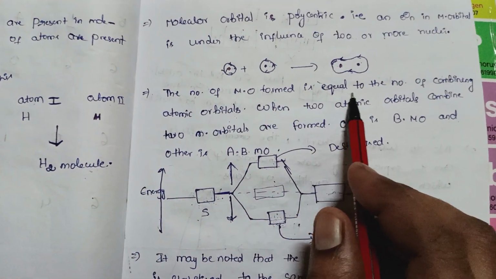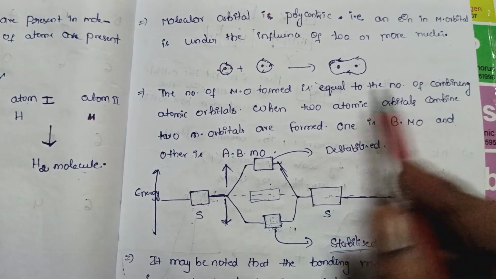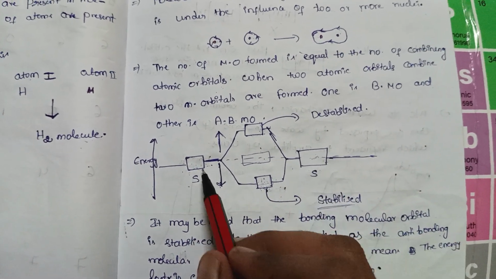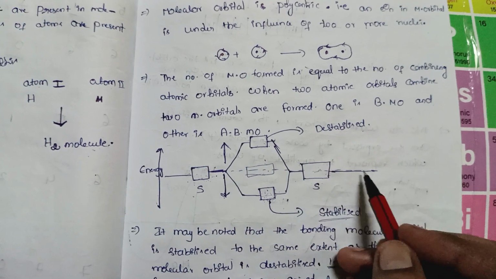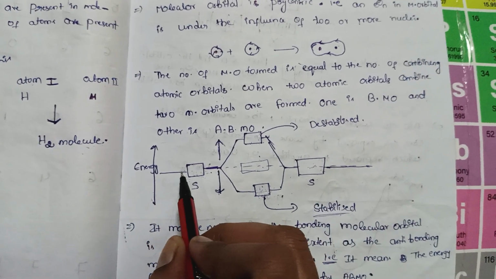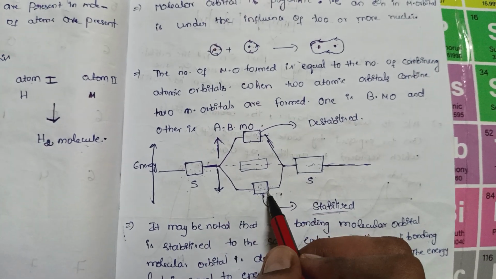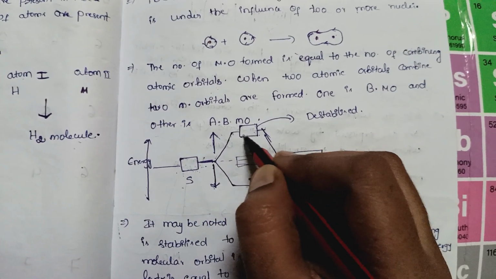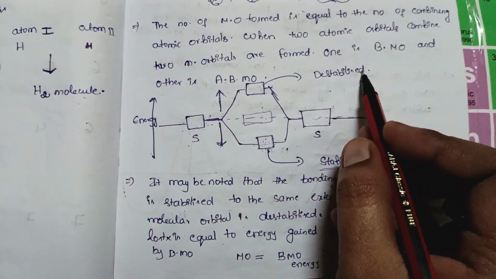The number of molecular orbitals formed is equal to the number of combining atomic orbitals. Here, these are the two atomic orbitals. When combining together, they form two molecular orbitals. Number of atomic orbitals is 2, number of molecular orbitals is 2. One is the bonding molecular orbital, the other is the anti-bonding orbital. Energy of the atomic orbital is here, but the bonding molecular orbital is this much lower, meaning it lost some energy. The anti-bonding molecular orbital gained some energy. It is here, meaning the bonding orbital is stabilized and the anti-bonding orbital is destabilized.